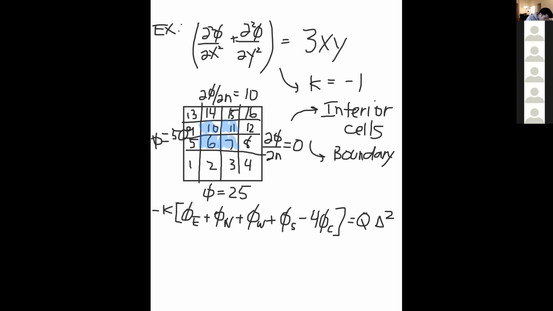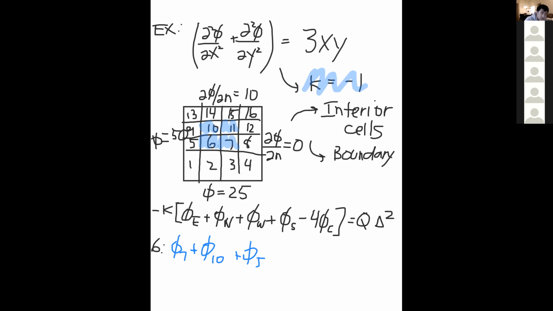For cell 6, we have the following equation. We have minus k, and let's fill in k right now. We know k is equal to minus 1. Since k is minus 1, we can plug that in, so minus times minus 1 is just going to be positive. For cell 6, we have phi east, which is phi 7, plus phi north, which for cell 6 is phi 10, plus phi west, which is phi 5.